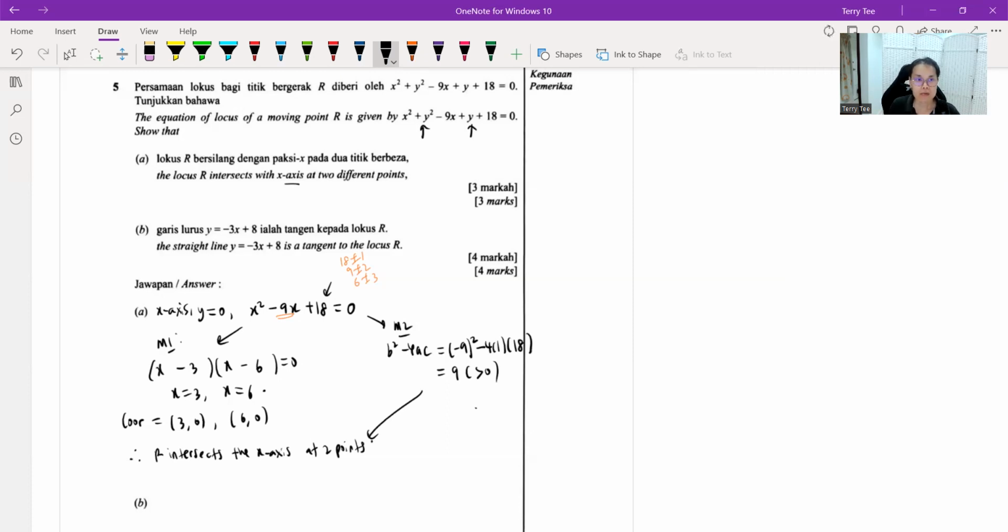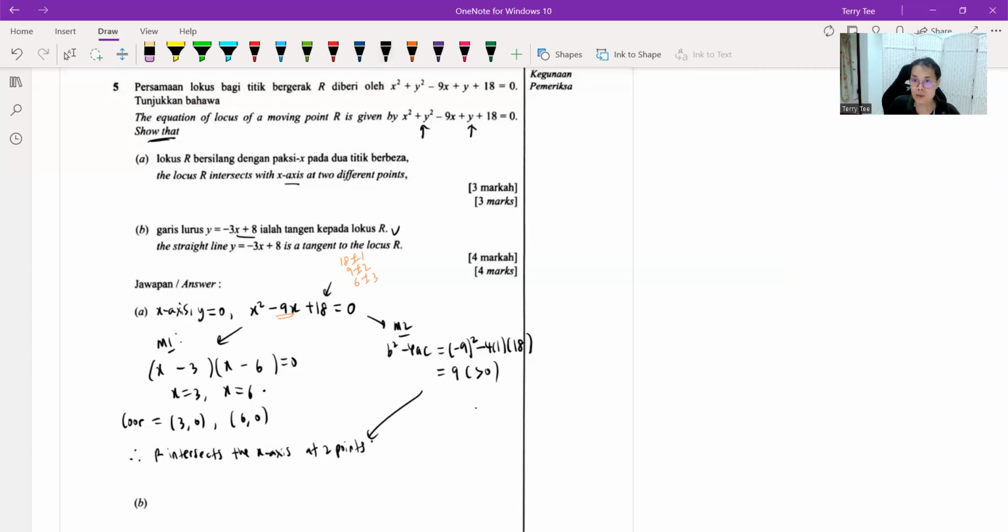Okay. Well, for part B, they say this straight line is a tangent to locus of R. You're supposed to show that it's a tangent. Well, a line is a tangent when it touches the curve at one point. In this case, a circle. So I draw a circle, touches at 1 point. So we need to show that there's only one solution, or we can do b squared minus 4ac equals 0.